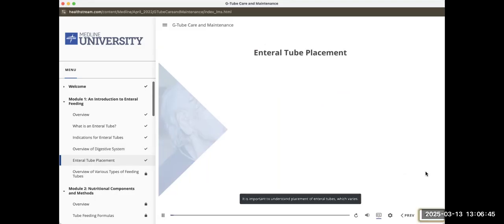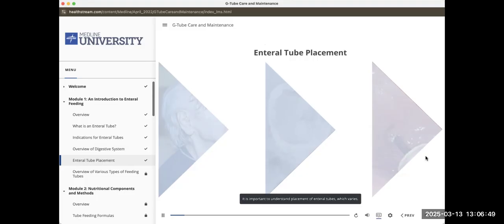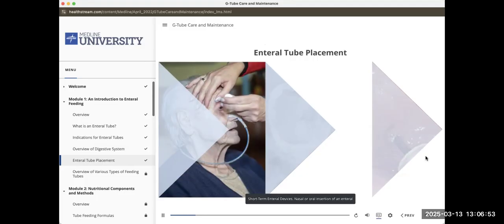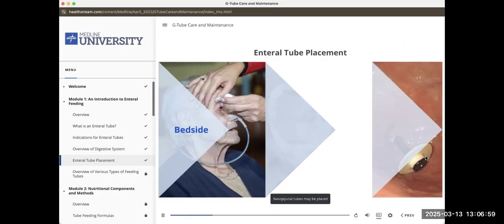It is important to understand placement of enteral tubes, which varies. Short-term enteral devices. Nasal or oral insertion of an enteral access device is often performed at the bedside. Nasojejunal tubes may be placed with the assistance of endoscopy or fluoroscopy. Confirmation of correct position of a newly inserted tube is mandatory before feedings or medications are administered.